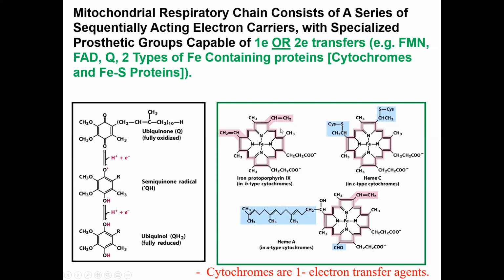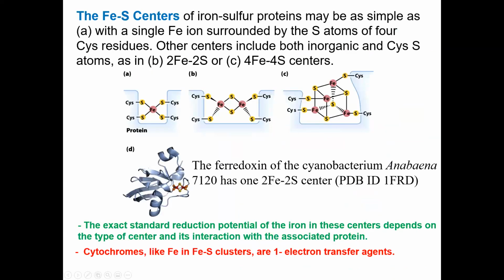Anyway, let's keep moving forward and introduce you to iron sulfur centers, because you have not seen iron sulfur centers either in your biochemistry class or organic class. These iron sulfur centers are iron sulfur proteins, and they come in different flavors. Those 3 flavors are shown here in A, B, and C, where a single iron is coordinated with 4 cysteine residues. These cysteine residues are organic cysteines.